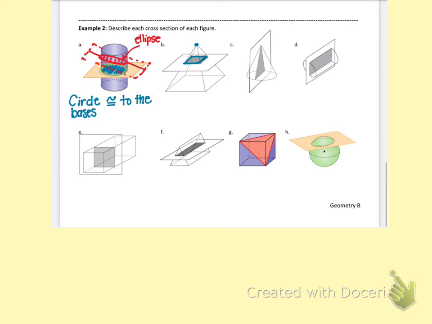So this is a square, but instead of being congruent to the base, it's going to be a square that's similar. Remember, that means similar. S-I-M-I-L-A-R. Similar to the base.